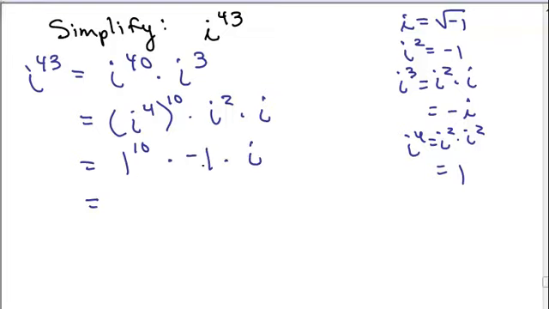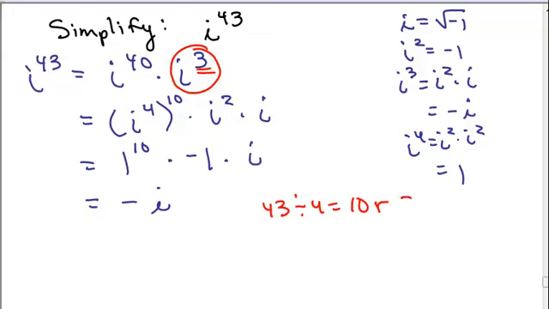So we end up with 1 times negative 1 times i. And that's just negative i. So as you notice, what was really important was the i cubed. And it's the 3 that is the remainder when you divide 43 by 4. That's the important part. So the answer is negative i.